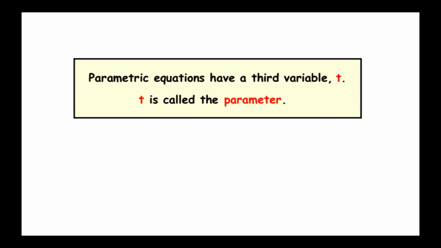Starting in chapter 10, we're going to lead off with parametric functions. And a parametric equation has a third variable, and usually the variable is t. Sometimes it can be other variables, but usually it's t, and a lot of times that's for time. And this t is called the parameter.